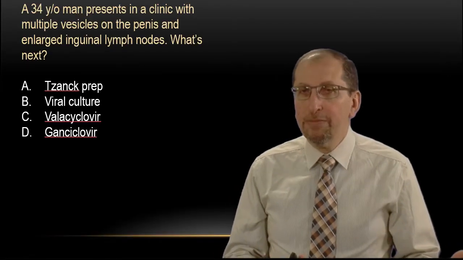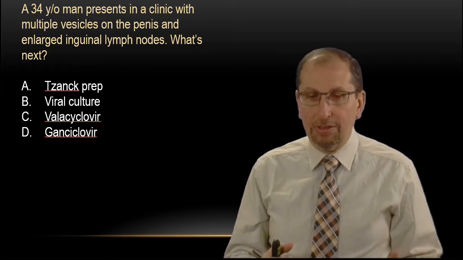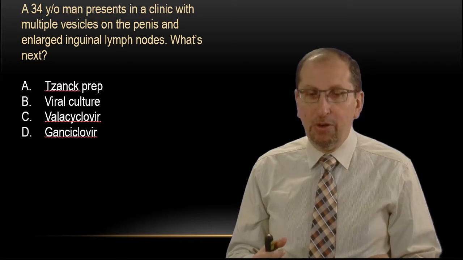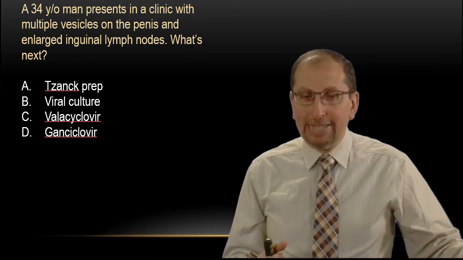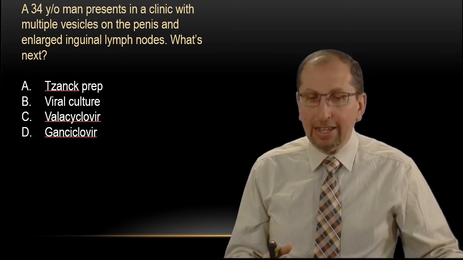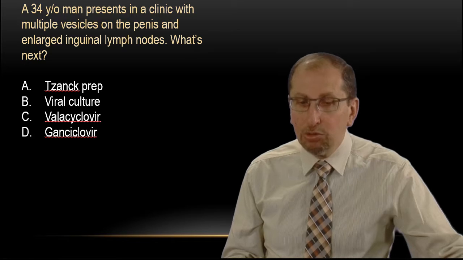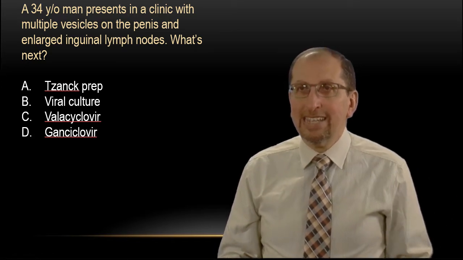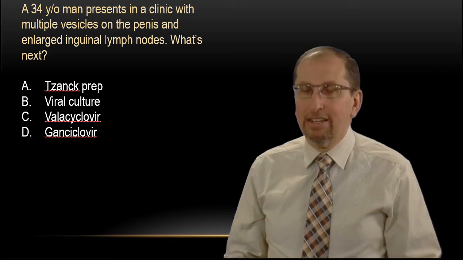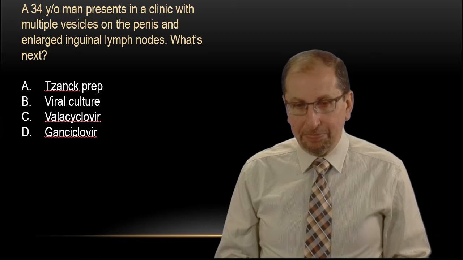So when we look to this mini case study, a 34-year-old man presents in a clinic with multiple vesicles on the penis and enlarged inguinal lymph nodes. What's next? Do you need a Tzanck prep to diagnose, do you need a viral culture to diagnose, or can you go directly to treatment? You can go directly to treatment with valacyclovir. No need to do further testing because nothing else will result in genital vesicles other than herpes.